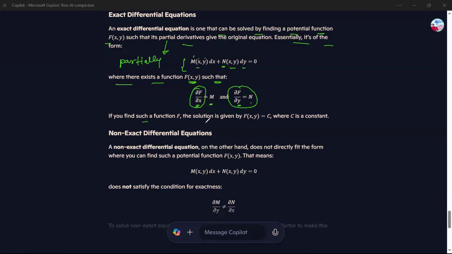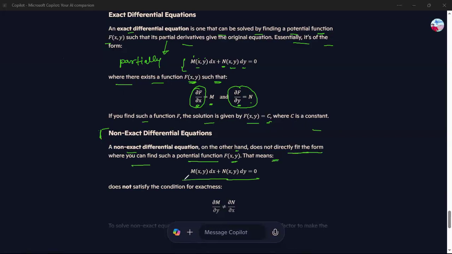So if you find such a function that the solution is given by f of x y is equal to c, where c is a constant, then the differential equation is an exact differential equation. Otherwise, the differential equation will be non-exact. A non-exact differential equation, on the other hand, does not directly fit the form where you can find such a potential function f of x y.